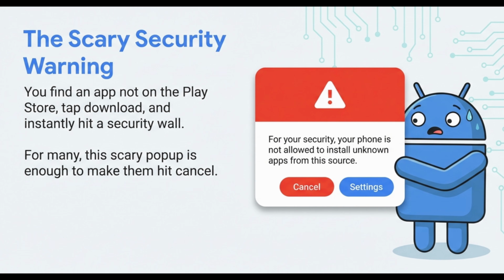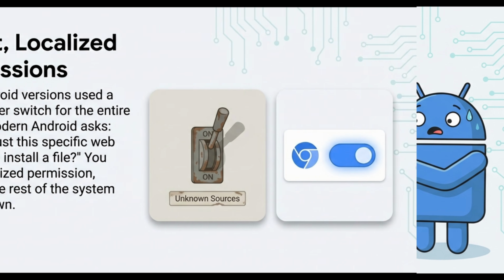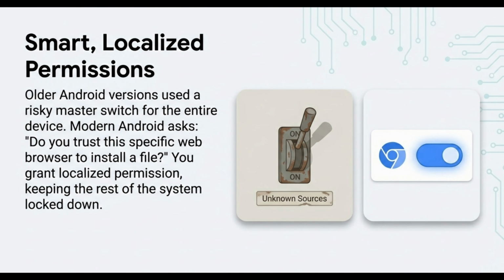See, in the older days of Android, there was just a single master switch hidden deep in your settings called unknown sources. And if you flipped it on, your phone would basically allow anything to install from anywhere. And honestly, that was a pretty big security risk. But modern Android is much smarter.